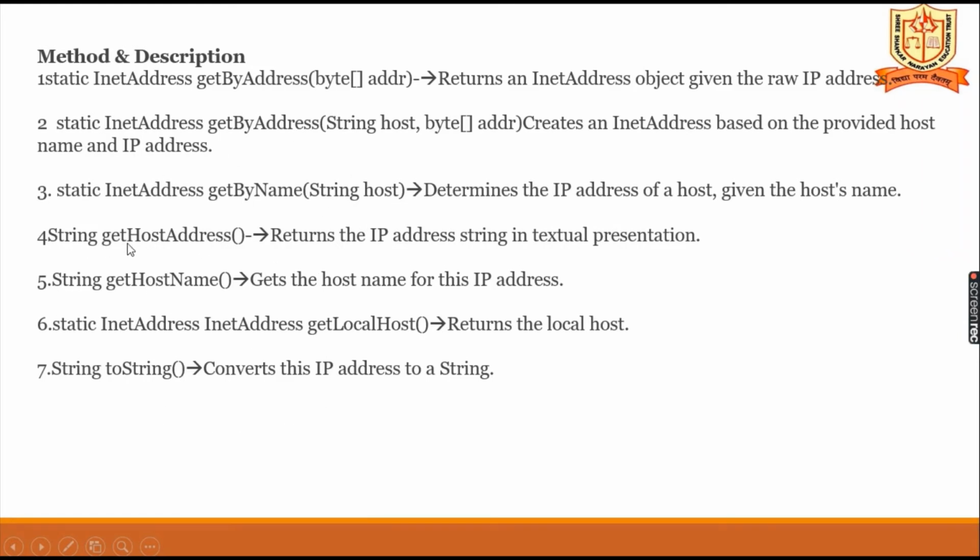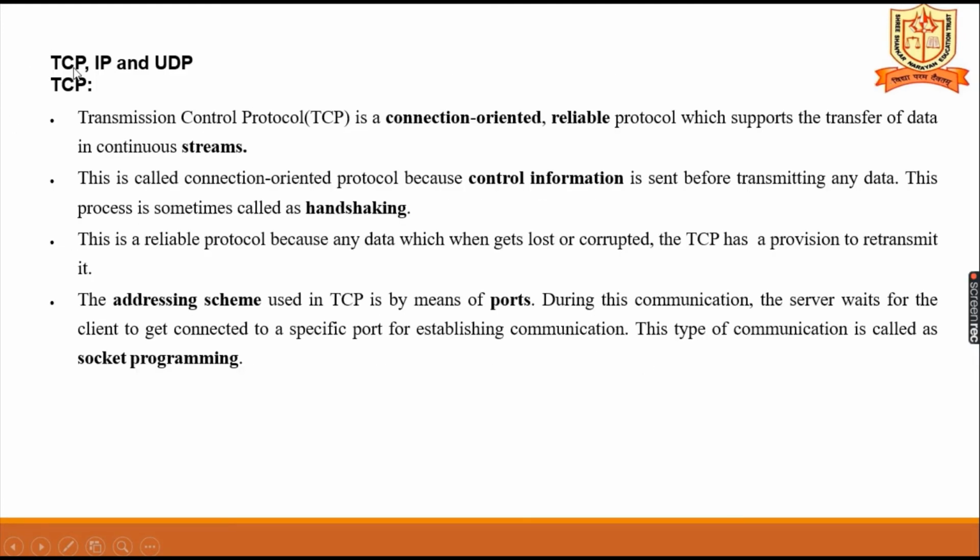Is it clear? String getHostAddress returns the IP address in string textual presentation. Then String getHostName gets the host name for the IP address. Next, static InetAddress getLocalHost returns the localhost, and toString converts this IP address to a string. And now TCP, IP and UDP.